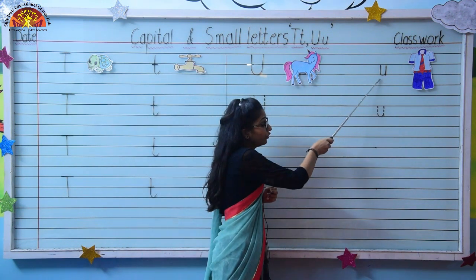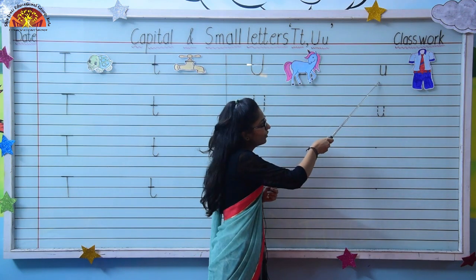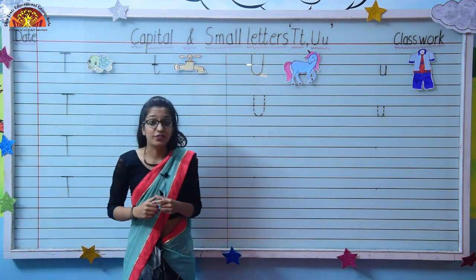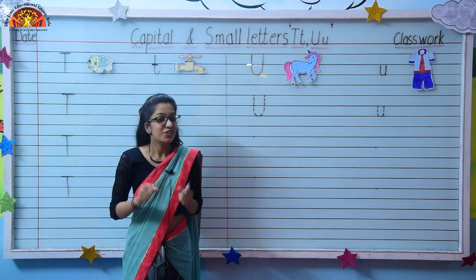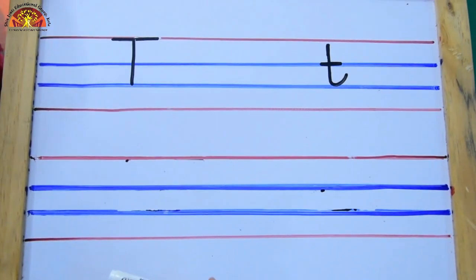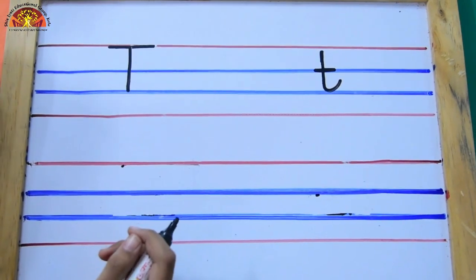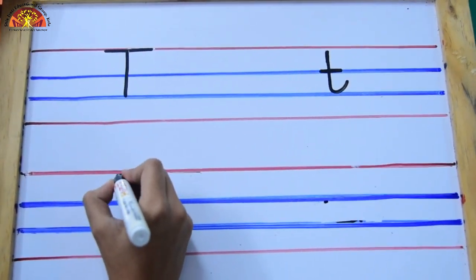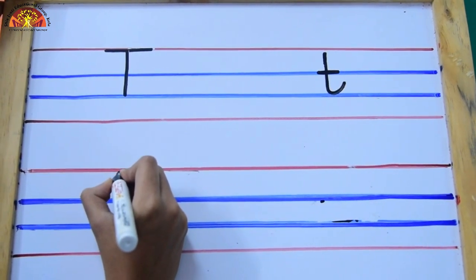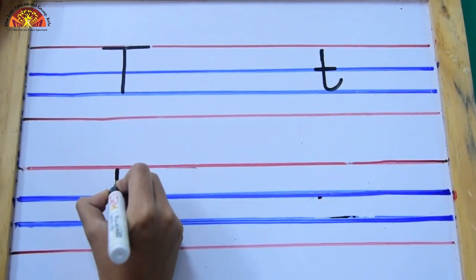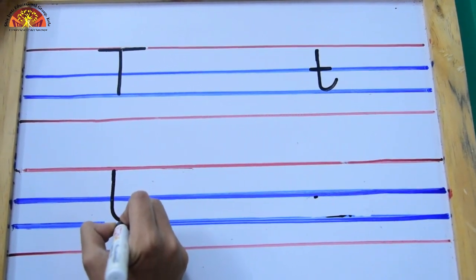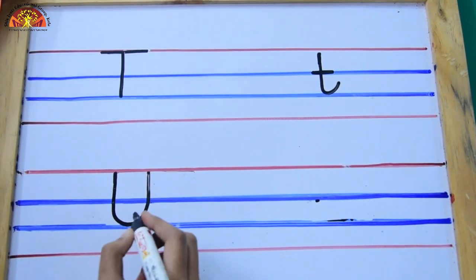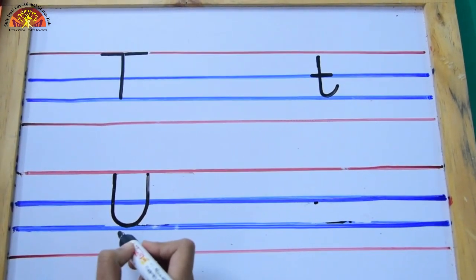And this is U for uniform. Okay kids? After this we will do practice on the small board. Now we will write capital letter U. You have to start from the first line. Draw a standing line. Curve. Then standing line. So this is capital letter U.